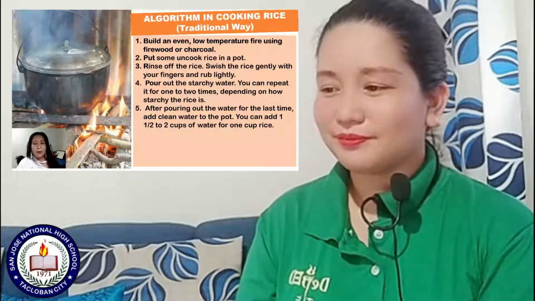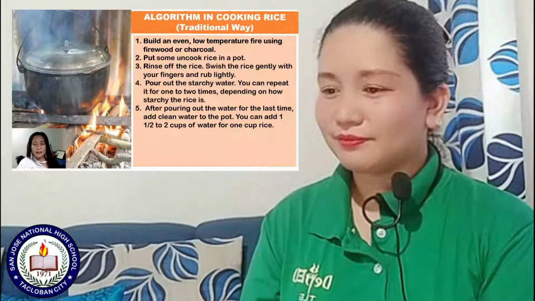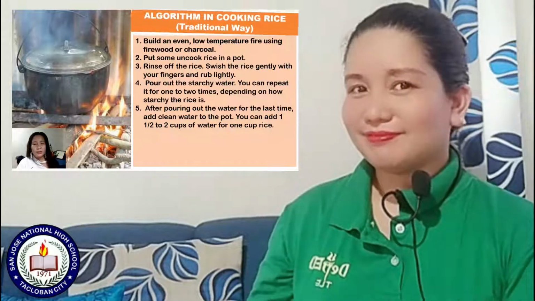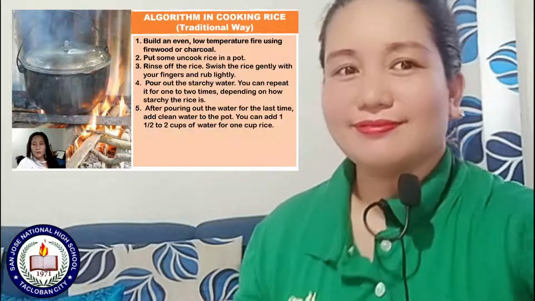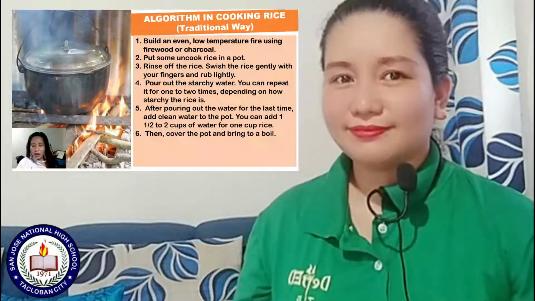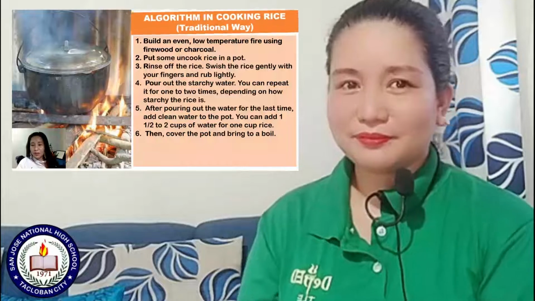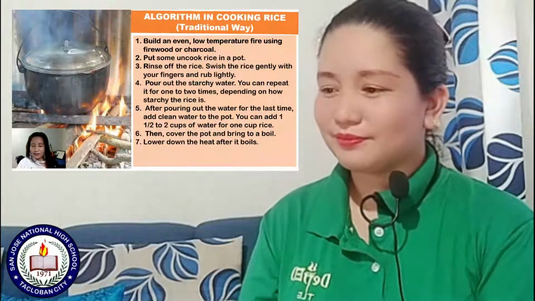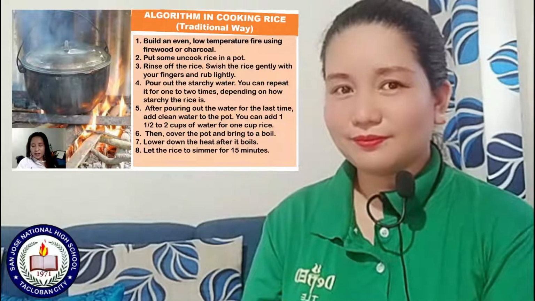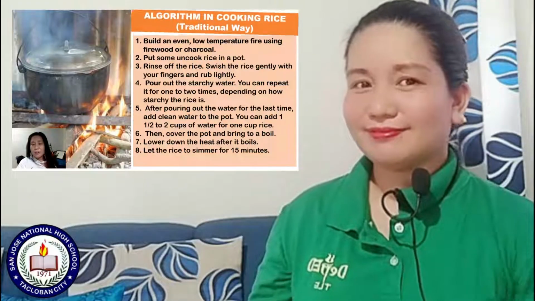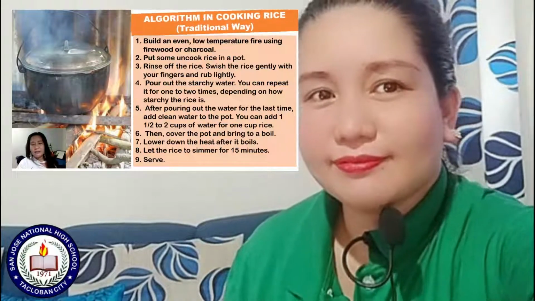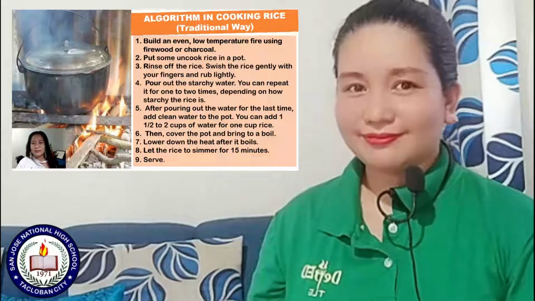Next, after pouring out the water for the last time, add clean water to the pot. You can add 1 and 1/2 to 2 cups of water for 1 cup of rice. Next, cover the pot and bring to a boil. Next, lower down the heat after it boils. And then let the rice simmer for 15 minutes. And for the last one, serve the rice.